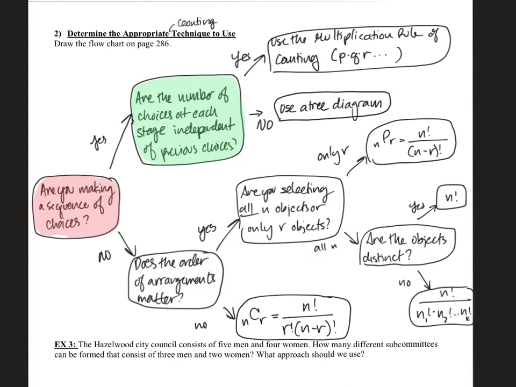One of the other questions we have is, does the order of arrangements matter? If the order matters, that'll change what probability you're going to use. Second to the last question we would use is, are you selecting all objects or only some of the objects? And lastly, a question to ask yourself when you're figuring things out is, are the objects distinct? Okay, so these are some of the good questions to ask yourself when deciding which path to take. Let's take a look at the examples.